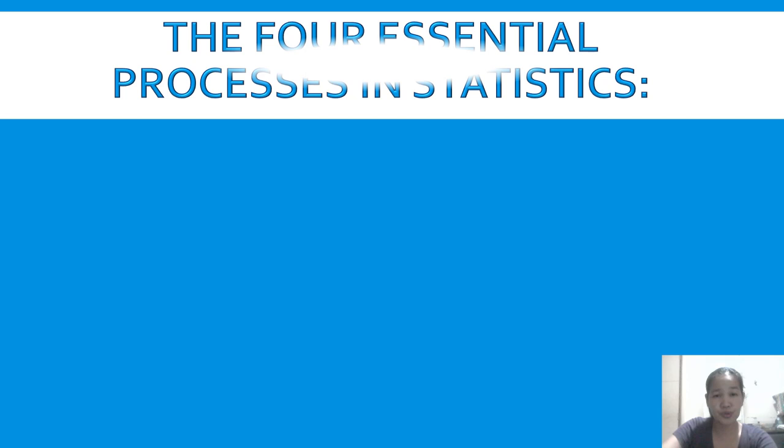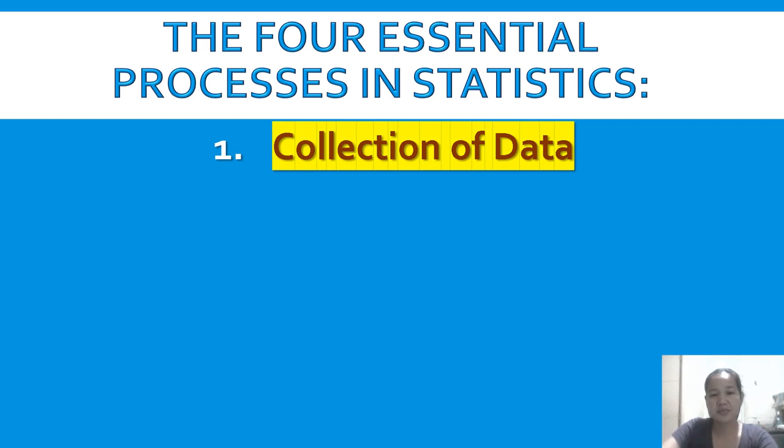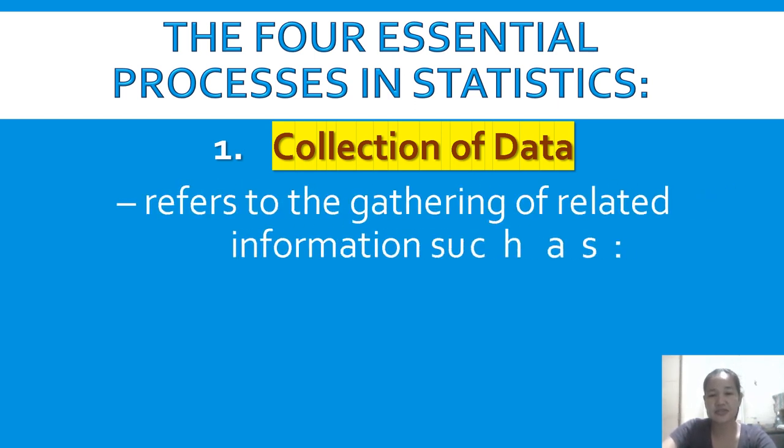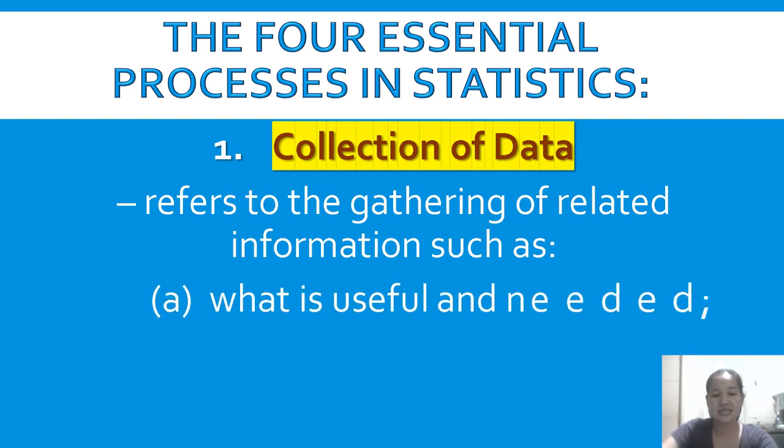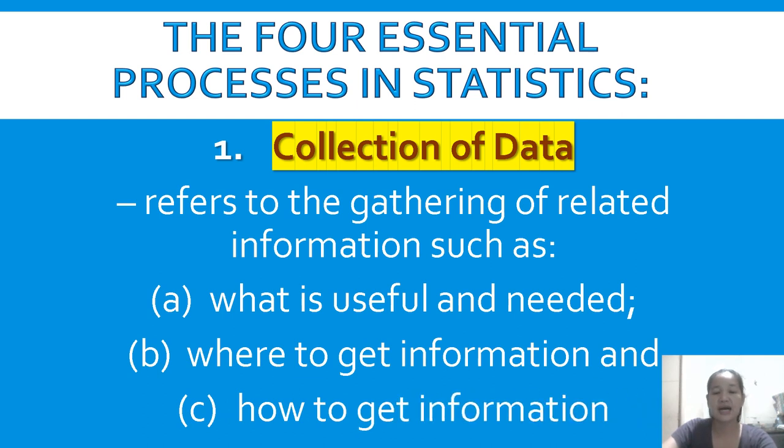It is also of great importance to know the four essential processes in statistics. The first process is the collection of data. This refers to the gathering of related information, such as what is useful and what is needed, where to go, get information, and how to get the information.